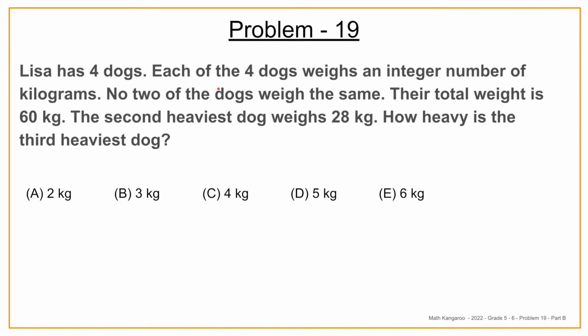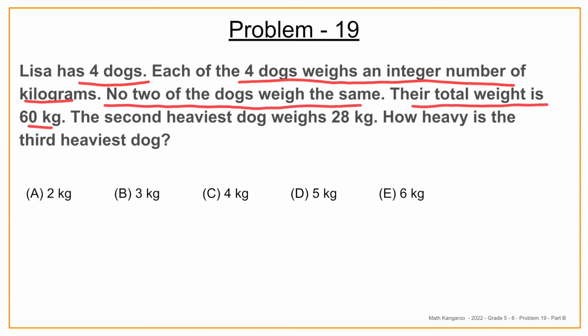Problem 19. Lisa has 4 dogs. Each of the 4 dogs weighs an integer number of kilograms. No 2 of the dogs weigh the same. Their total weight is 60 kg. The second heaviest dog weighs 28 kg. How heavy is the third heaviest dog? These are our options. Let us form our algebraic equations with whatever is available to us.